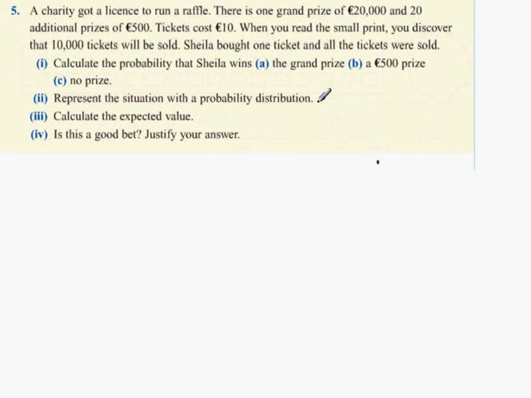We'll try another one. A charity got a license to run a raffle. There is one grand prize of €20,000, 20 additional prizes of €500. Tickets cost €10. When you read the small print, you discover that 10,000 tickets will be sold. Sheila bought 1 ticket and all the tickets were sold. Calculate the probability that she wins the grand prize. What's the odds on her winning the grand prize? 1 in 10,000. 1 ticket out of the 10,000 tickets will give you the grand prize.